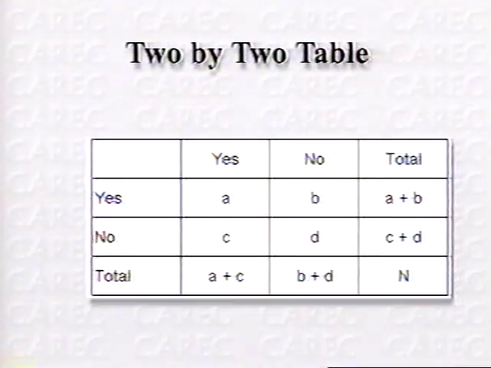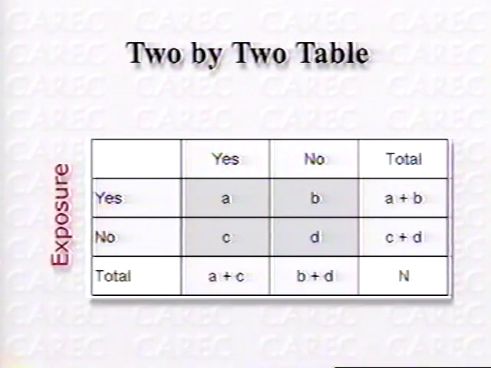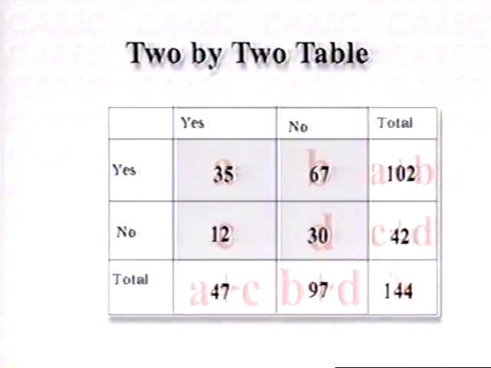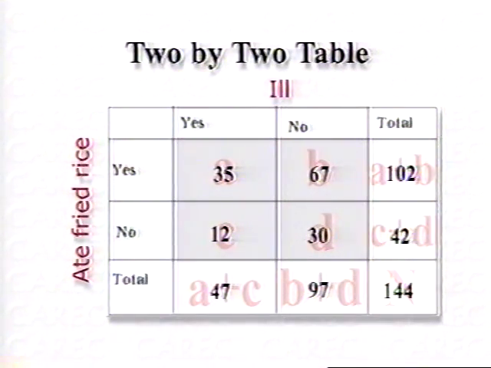In order to understand odds ratios, it is necessary to understand 2x2 tables. That is, a table with 2 rows and 2 columns. A 2x2 table is simply a way of laying out your data, with the exposure, yes or no, in rows, and the outcomes, usually the disease under investigation, yes or no, in columns. Let's use an example from the Kariba investigation to demonstrate. In the fried rice example, the exposure would be eating fried rice and the outcome would be getting ill.